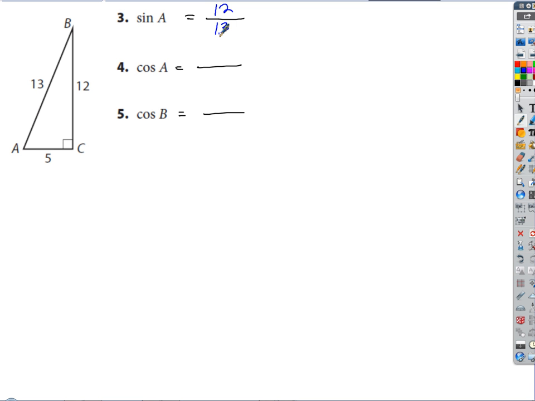If you're not sure, always just write down SOHCAHTOA, and that tells you everything you need to know. So we want cosine of A. 5 over 13. Good. Adjacent over hypotenuse. Very good. And let's see, Maddie, what's cosine of angle B?